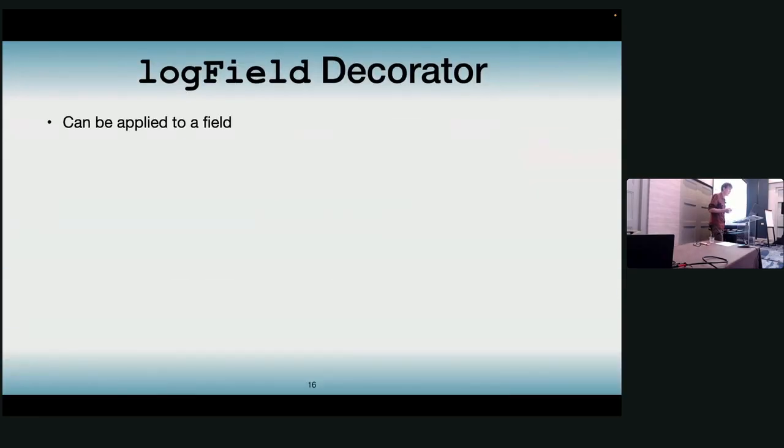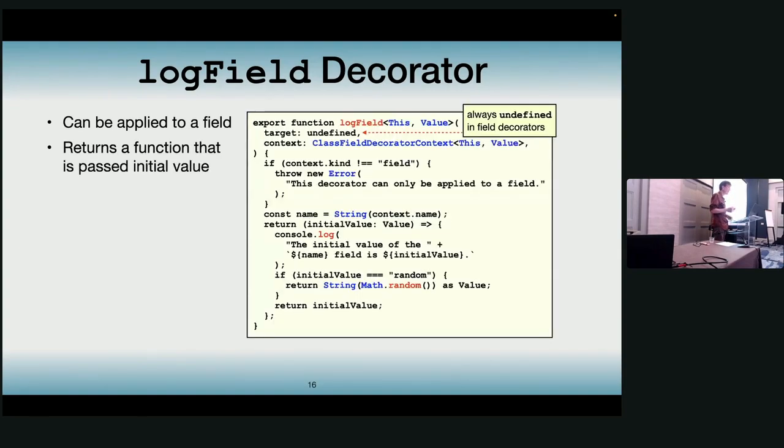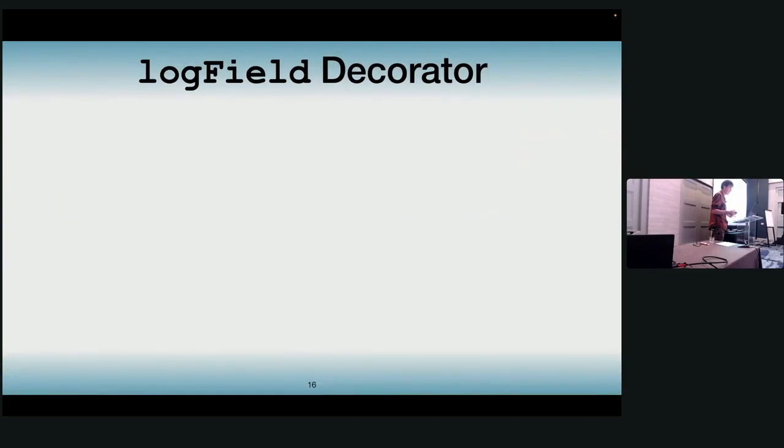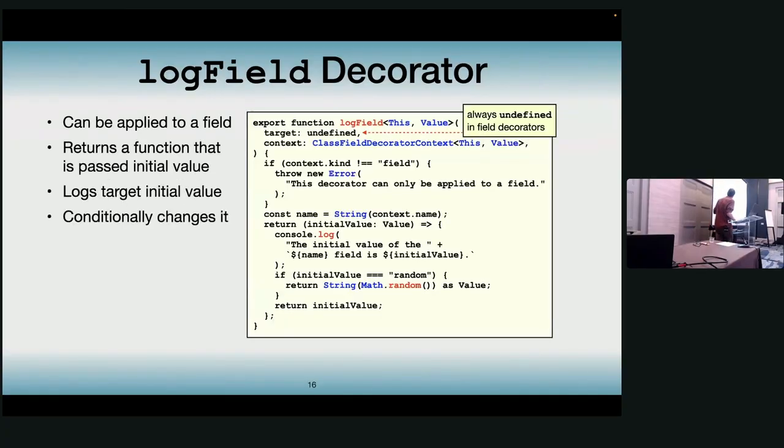All right, so let's look at another example. I want to write a decorator that can log information about a field, and it's going to return a function that will be passed the initial value. And so I could just log out the initial value. Not a particularly interesting example, but what's kind of interesting about this is that it can conditionally assign a different value, conditionally changes it. Go back here. So we see that happening down here, that this function I'm returning will be passed the initial value that's assigned to that field, and then I'm just logging it out.